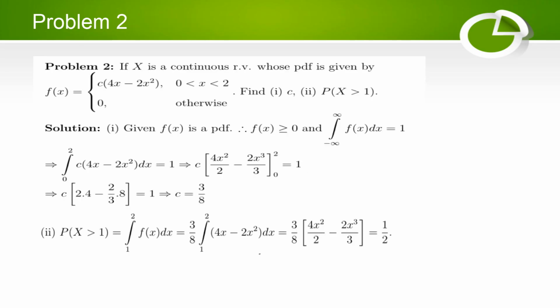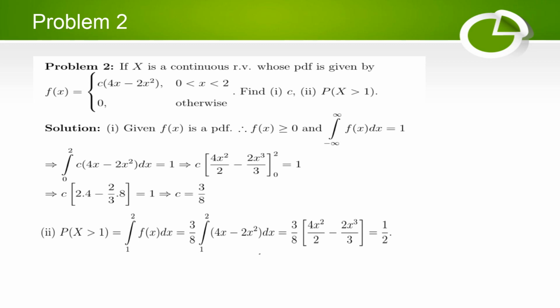Problem 2. If x is a continuous random variable whose PDF is given by f(x) equals c into (4x minus 2x squared), 0 less than x less than 2, and 0 otherwise. Find c and P of x greater than 1. Solution.